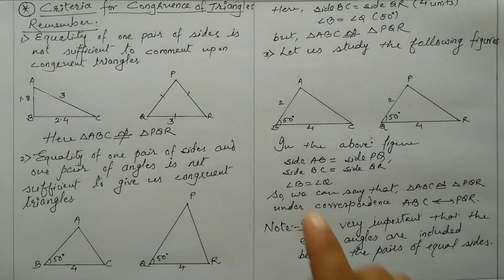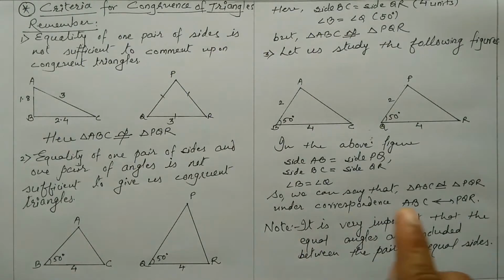तीसरा point, diagram देखो, triangle ABC and triangle PQR. So AB is 2 units, PQ is 2 units. AB and PQ are corresponding sides, BC and QR are corresponding sides. AB and BC के बीच में एक angle है, वो है 50 degrees. PQ and QR के बीच angle है 50 degrees. So this angle is a congruent angle.